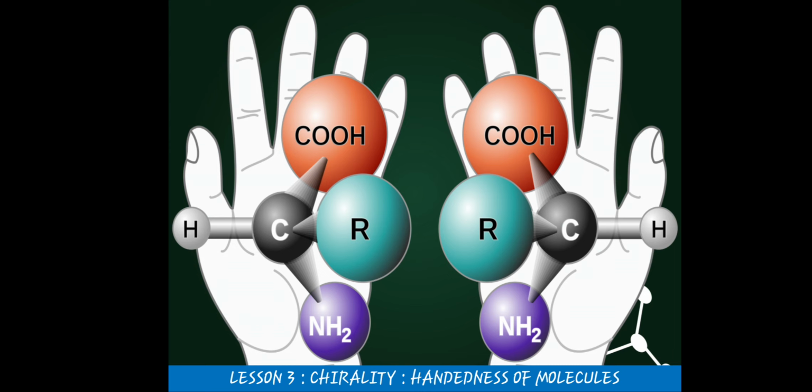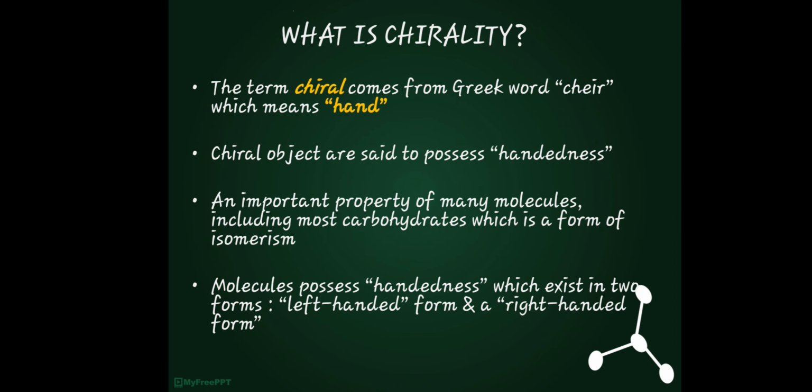For further explanation, let's know what chirality is. The term comes from the word chiral, from the Greek word cheir, which means hand. Chiral objects are said to possess handedness, an important property of many molecules, including most carbohydrates, which is a form of isomerism. Molecules possess handedness, which exists in two forms: a left-handed form and a right-handed form.